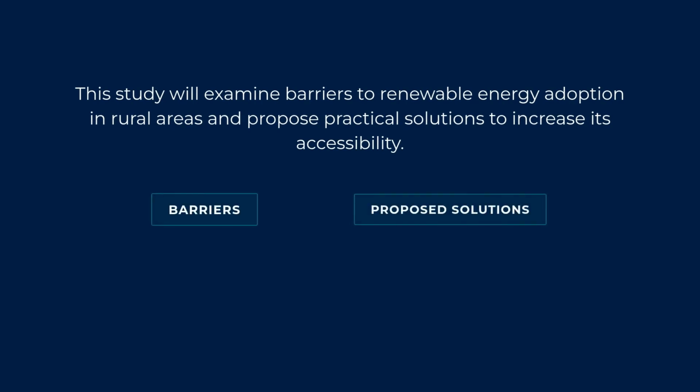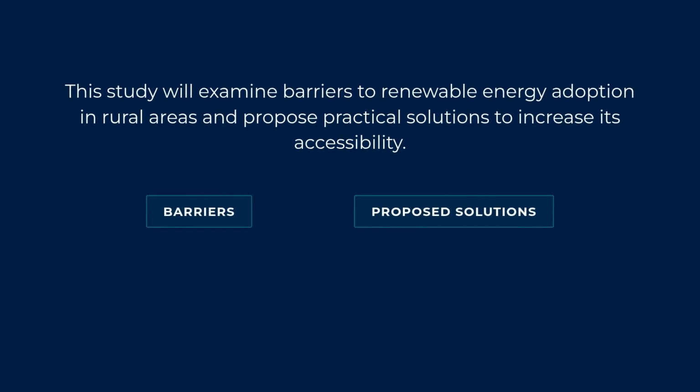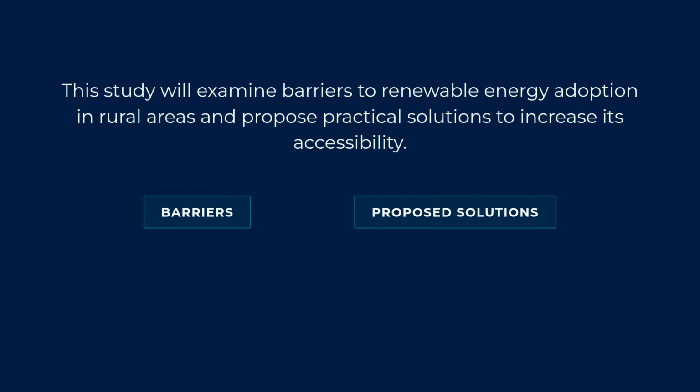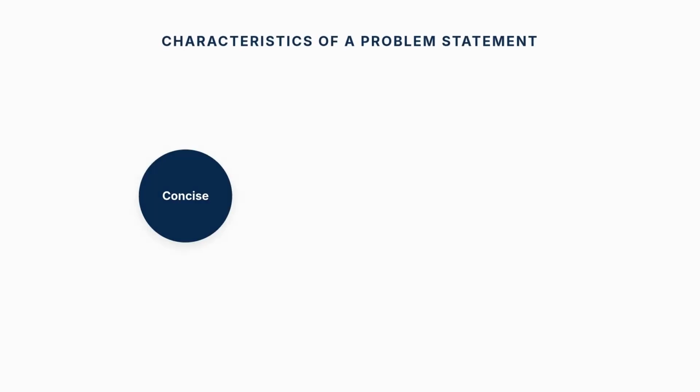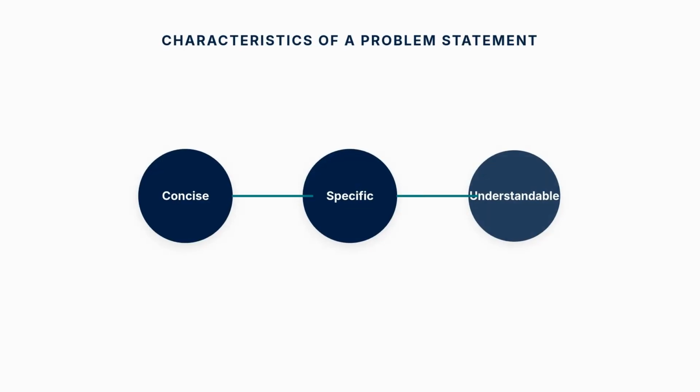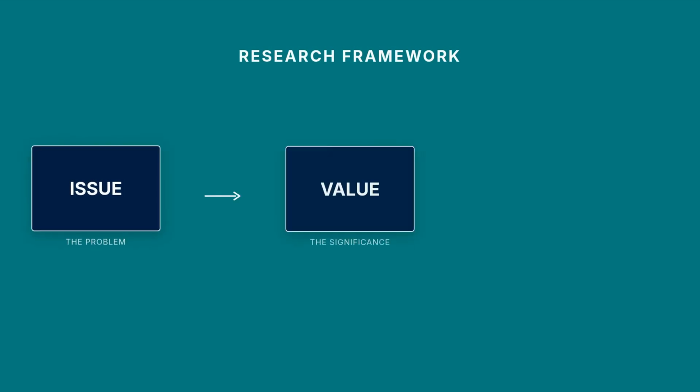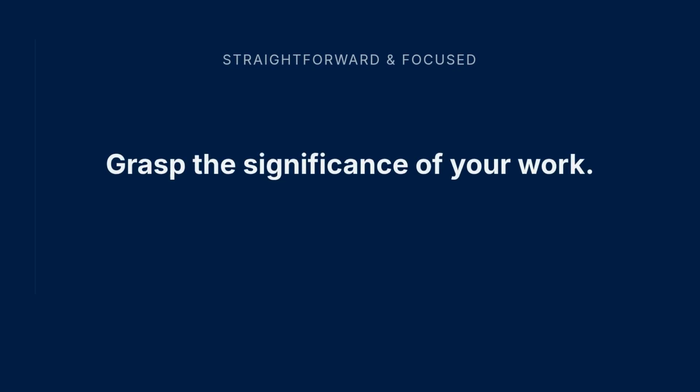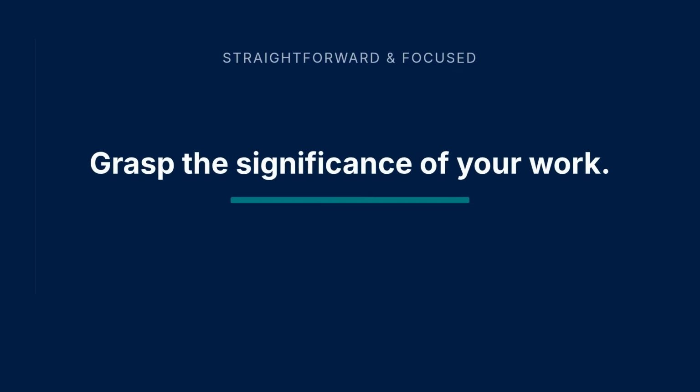This study will examine barriers to renewable energy adoption in rural areas and propose practical solutions to increase its accessibility. A good problem statement is concise, specific, and easy to understand. It highlights the issue, why it's worth studying, and how your research will address it. Keep it straightforward and focused so readers immediately grasp the significance of your work.